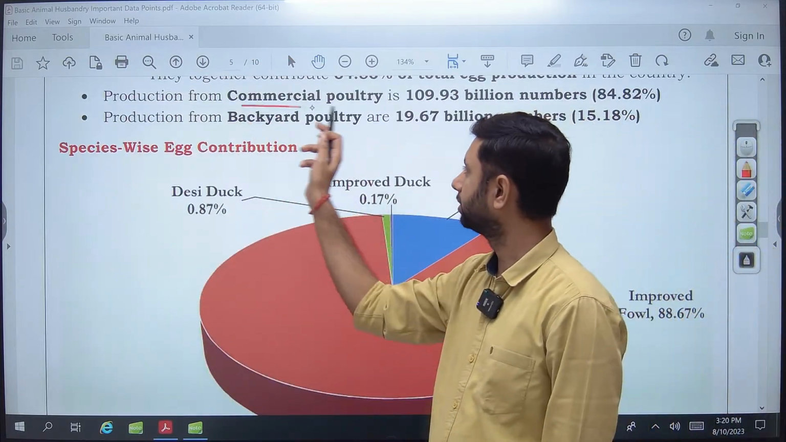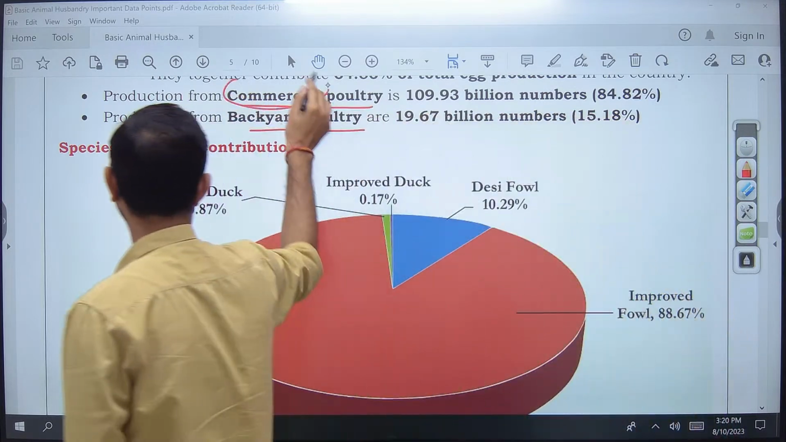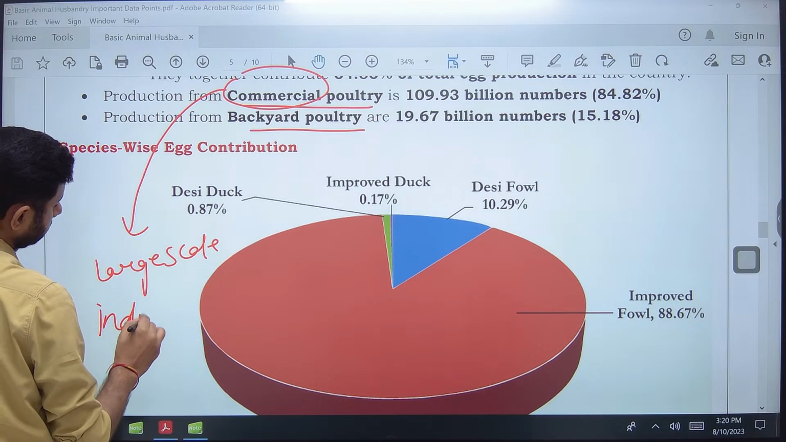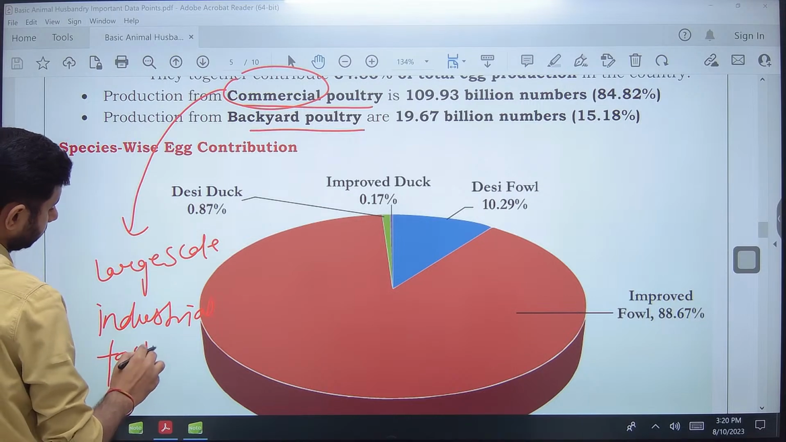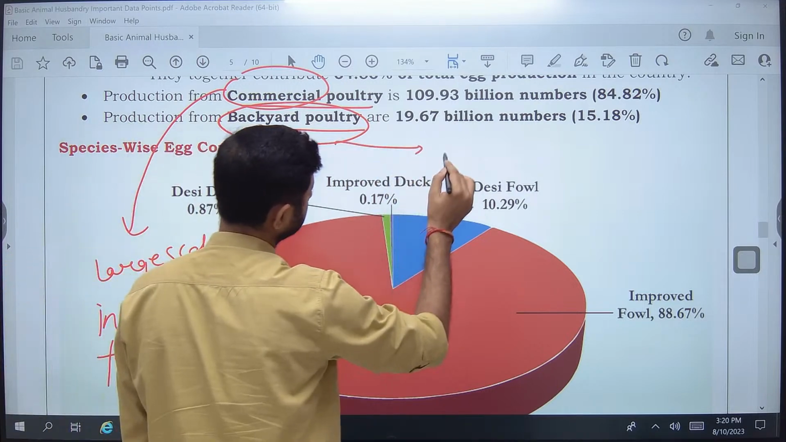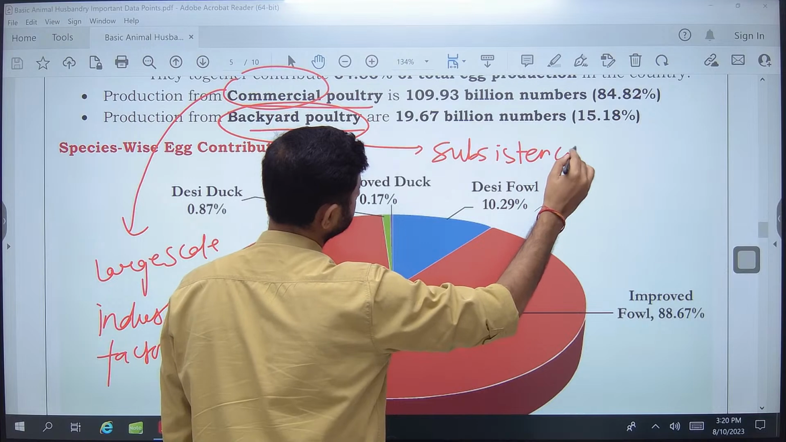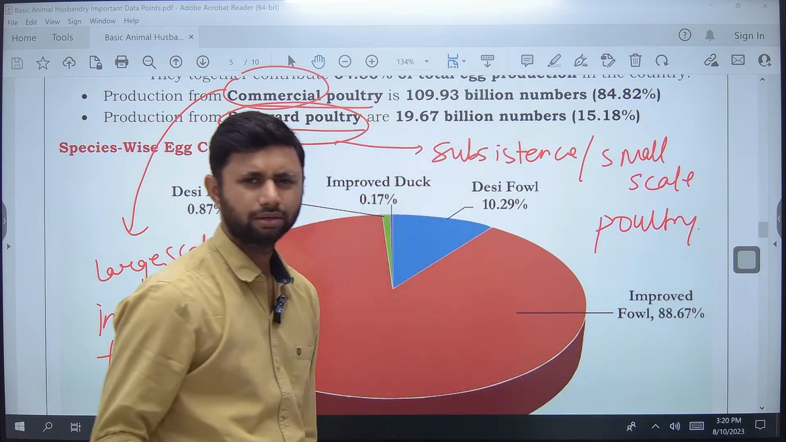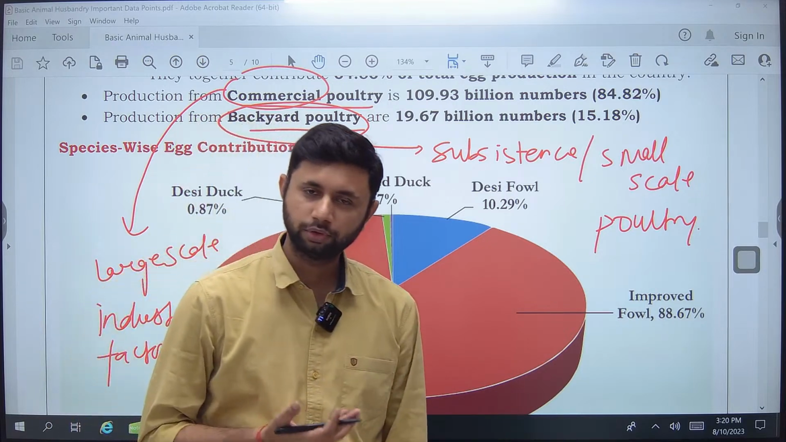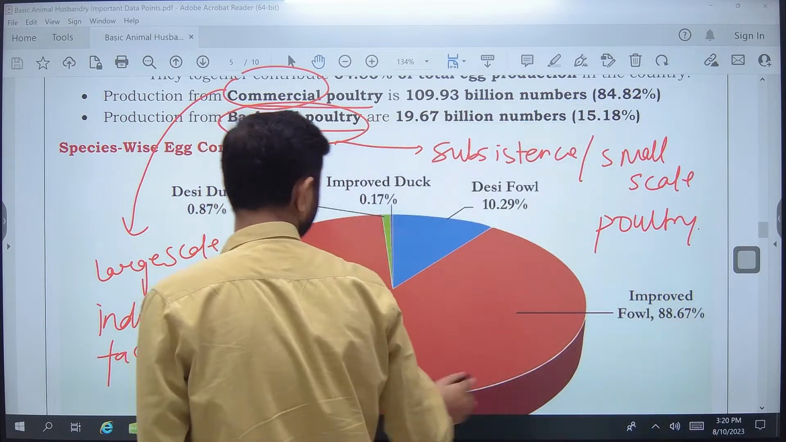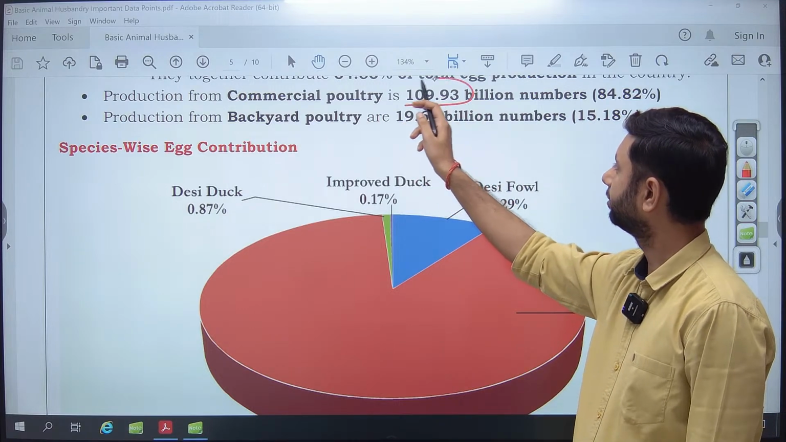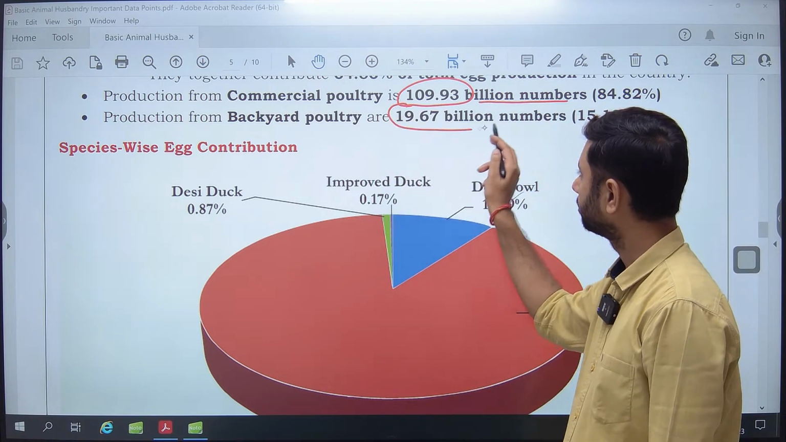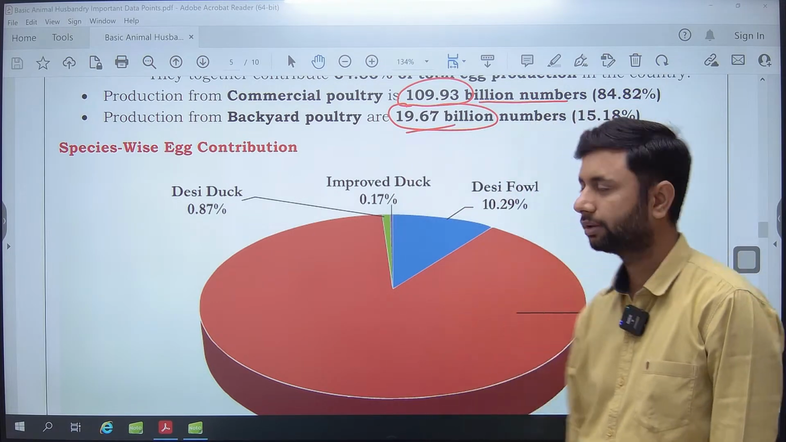Next is production from commercial poultry and backyard poultry. Commercial poultry, you all know, is when we do poultry on a large scale using industrial equipment, like factories, and backyard poultry is nothing but subsistence, or small scale poultry farming, where people rear poultry just for their own consumption. And as you can see from the data itself, 109.93 billion numbers is a very huge number contributed by commercial poultry, whereas backyard poultry contributed 19.67. Okay, so I hope this is clear.